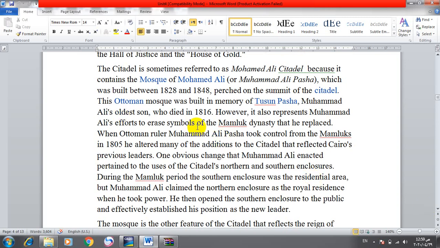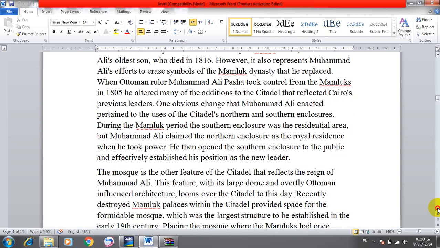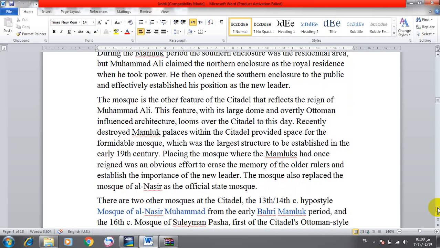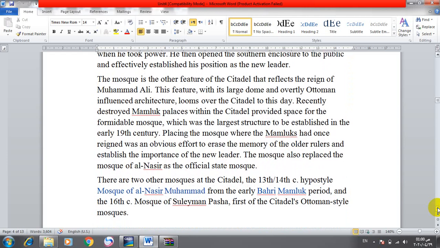When Ottoman ruler Muhammad Ali Pasha took control from the Mamluks in 1805, he altered, غير يعني changed, many of the additions to the citadel that reflected Cairo's previous leaders. One obvious change pertained to the uses of the citadel's northern and southern enclosures. During the Mamluk period, the southern enclosure was the residential area, but Muhammad Ali claimed the northern enclosure as the royal residence. When he took power, he then opened the southern enclosure to the public and effectively established his position as the new leader.